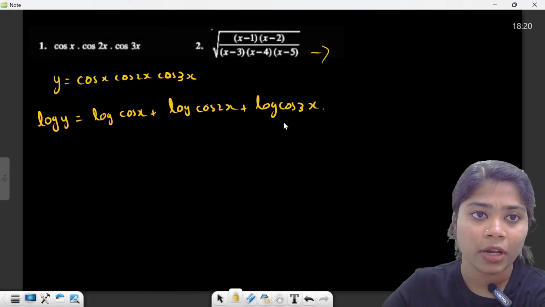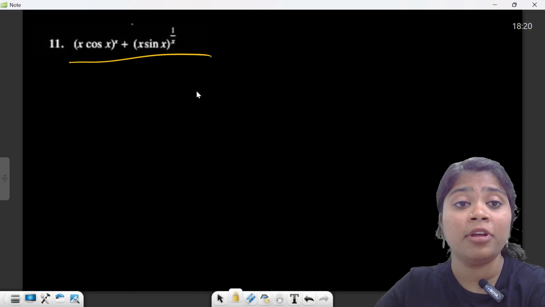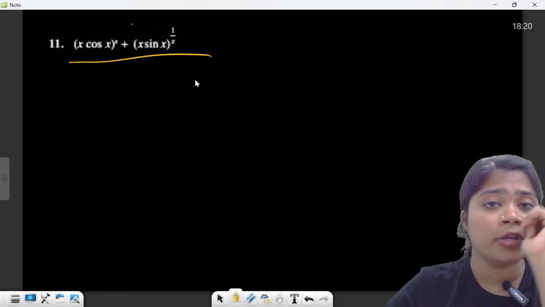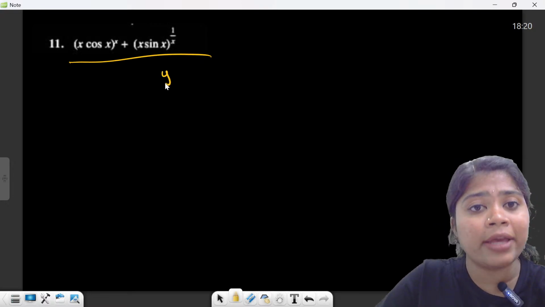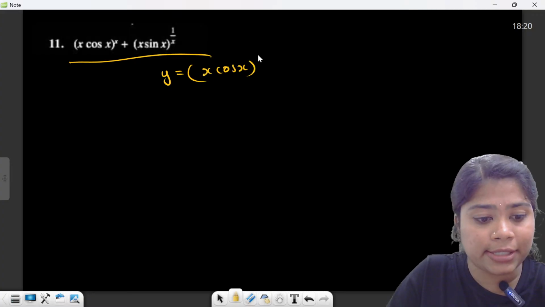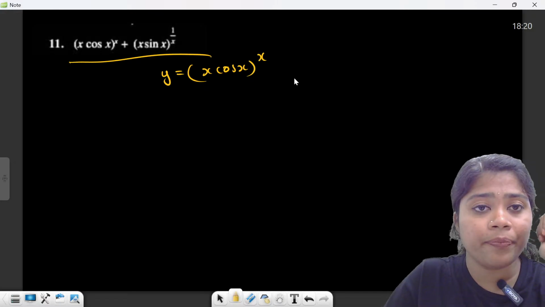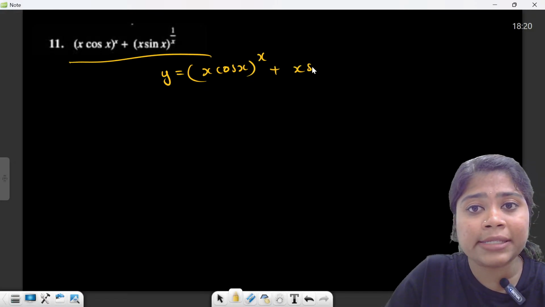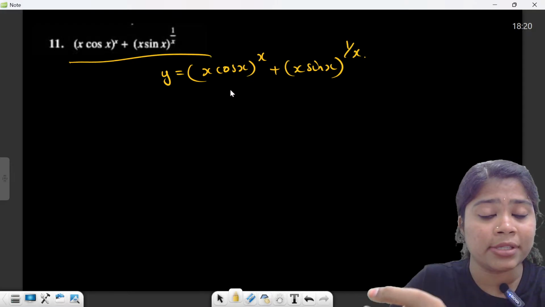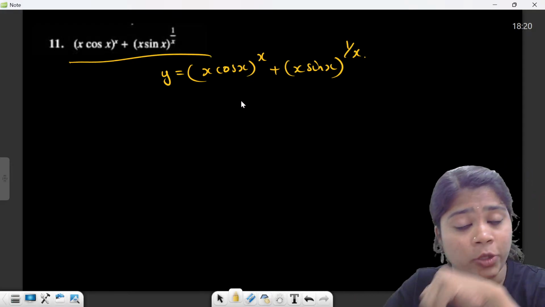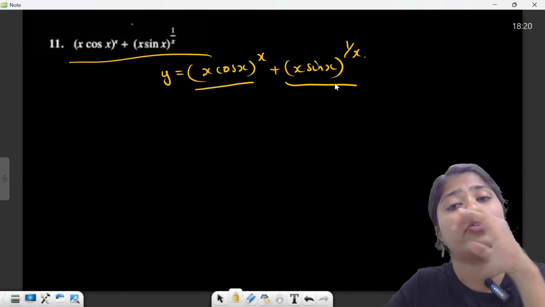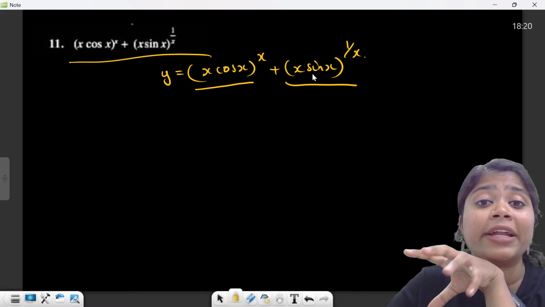Okay, great. So let's solve this type of question. Whenever two different functions with powers are given to you, what are you supposed to do? So y is actually x cos x to the power x, plus x sin x to the power 1 by x. These two are given to us. So we want to differentiate this with respect to x. So for that, here we want to use logarithmic differentiation. Here also we want to use logarithmic differentiation, separately.